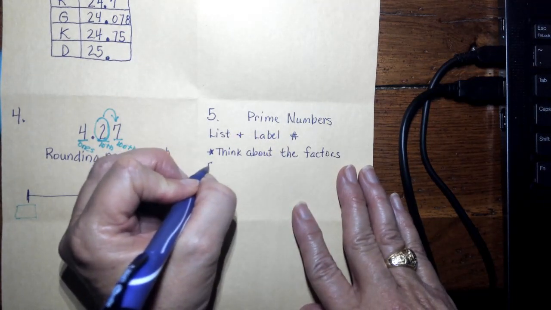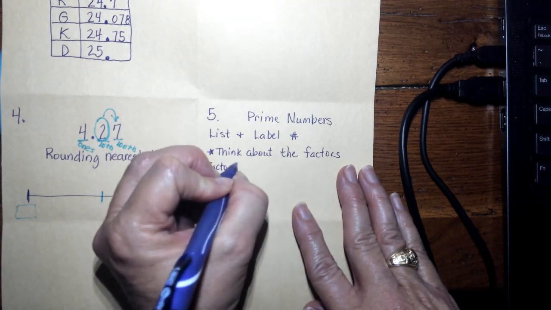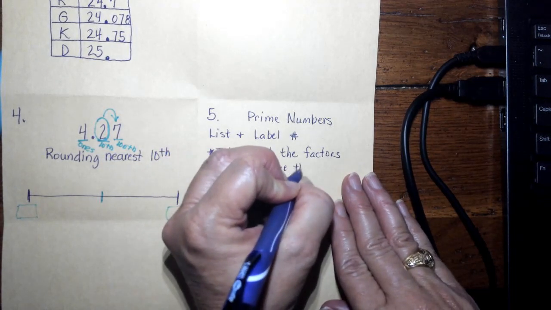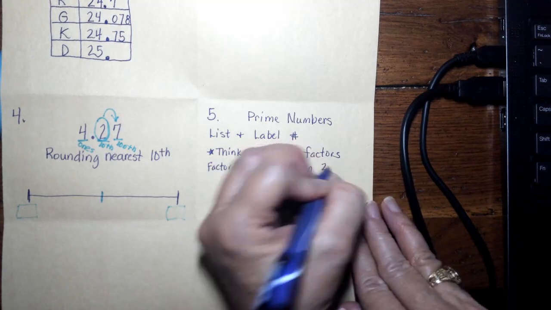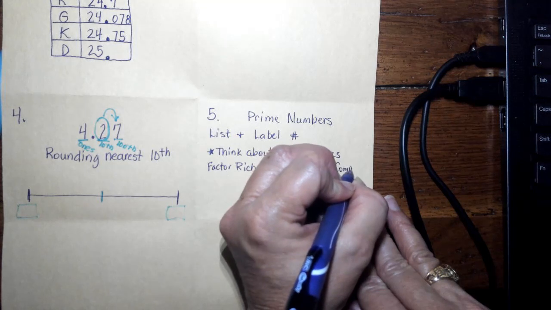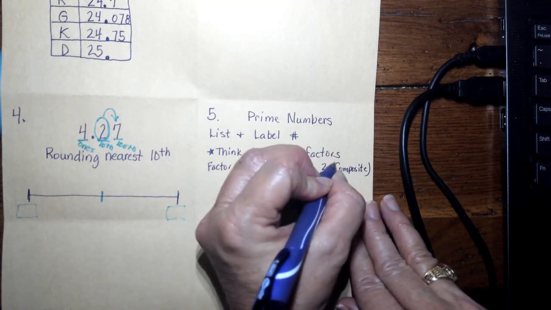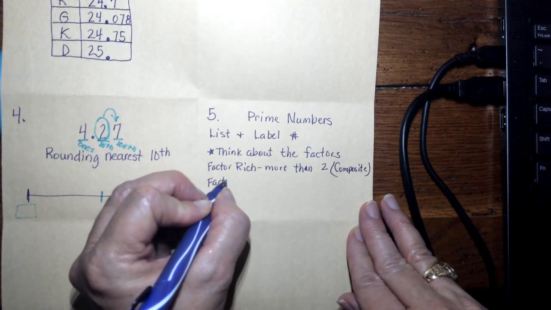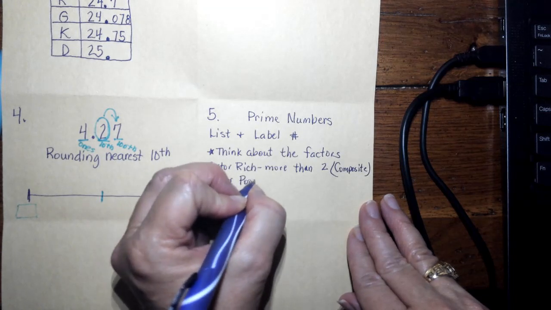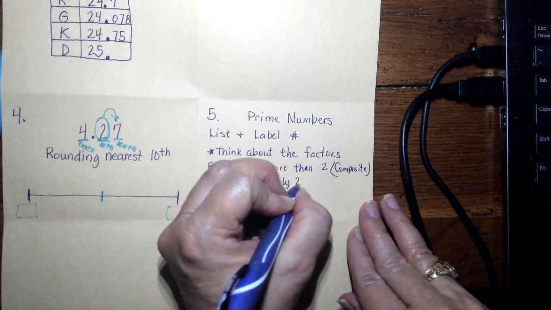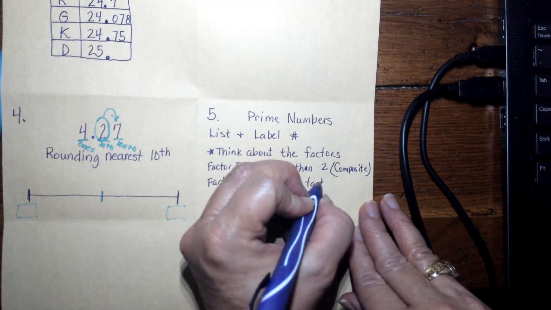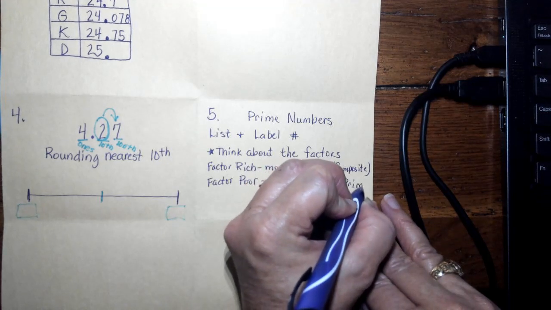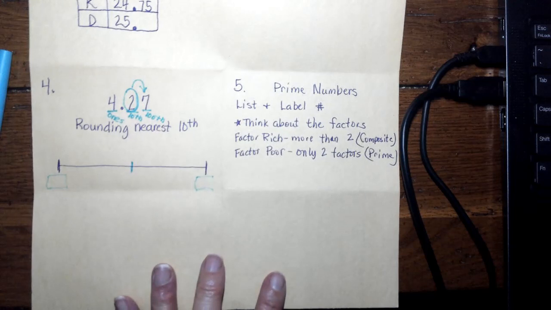So is it factor rich? If it's factor rich, it has more than 2 factors. It's going to be composite. If it's factor poor, only 2 factors, so that would be your prime numbers. Okay, that will help you with number 5.